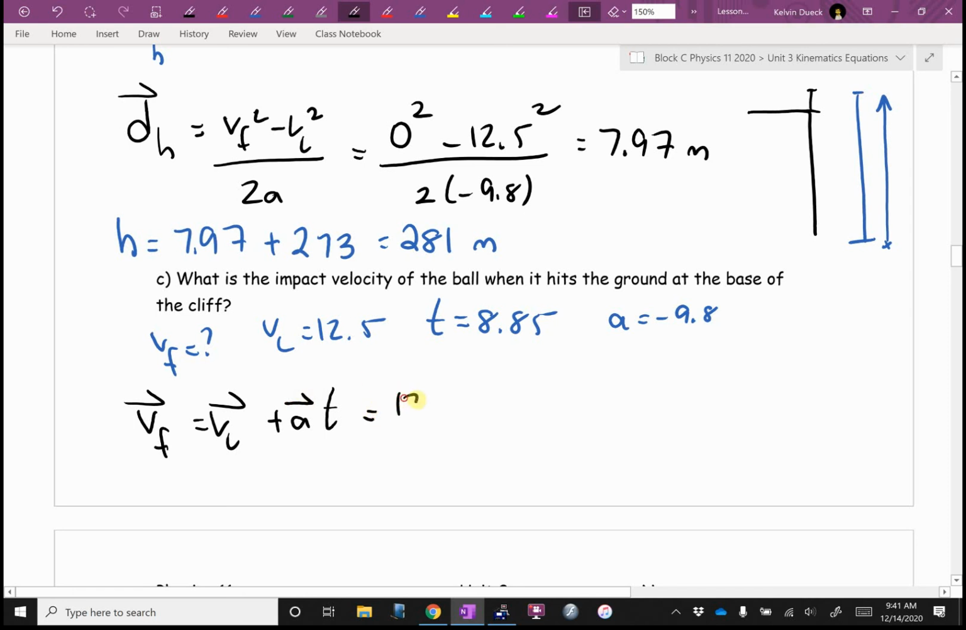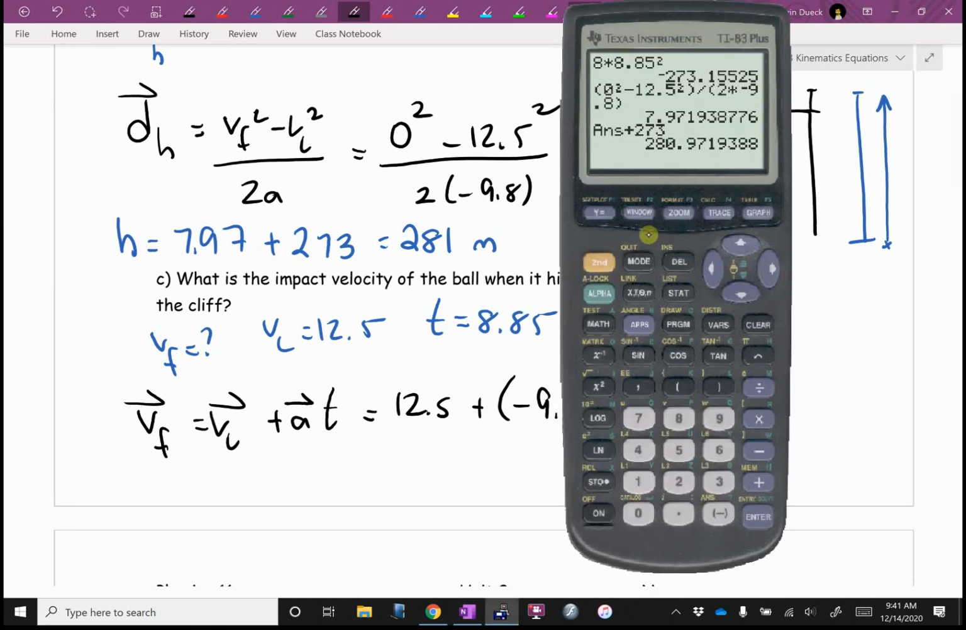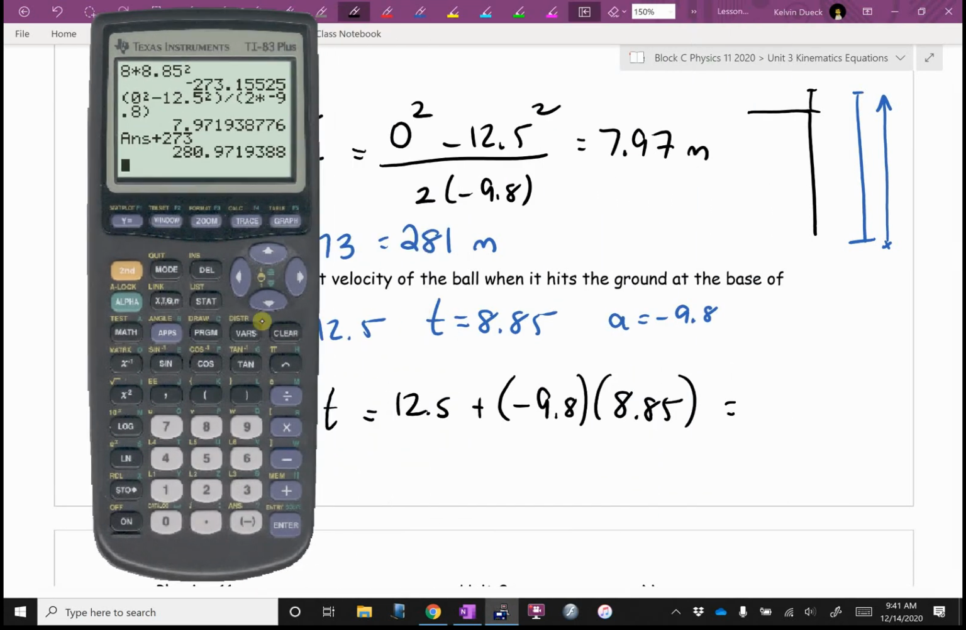It's going to be 12.5 plus negative 9.8 times 8.85. Ooh, what do you notice about your answer? VI is not 0. VI would be 0 if we dropped it from the cliff, but I don't think we dropped it from the cliff. We threw it up, and then watched it come zipping past our feet going down.